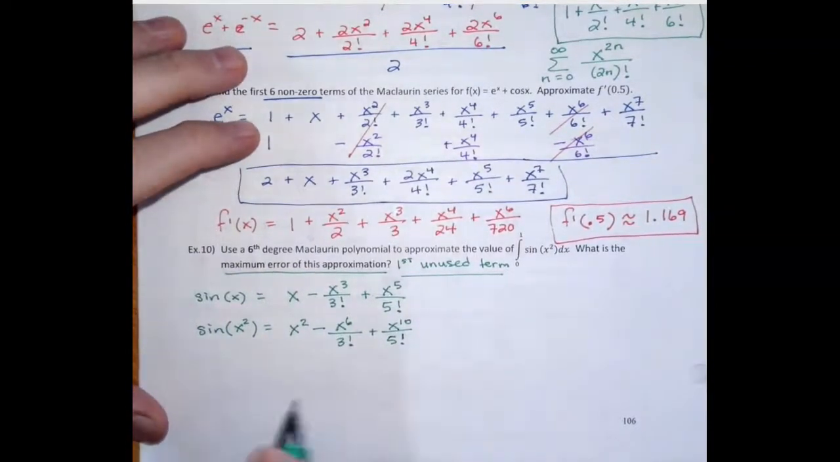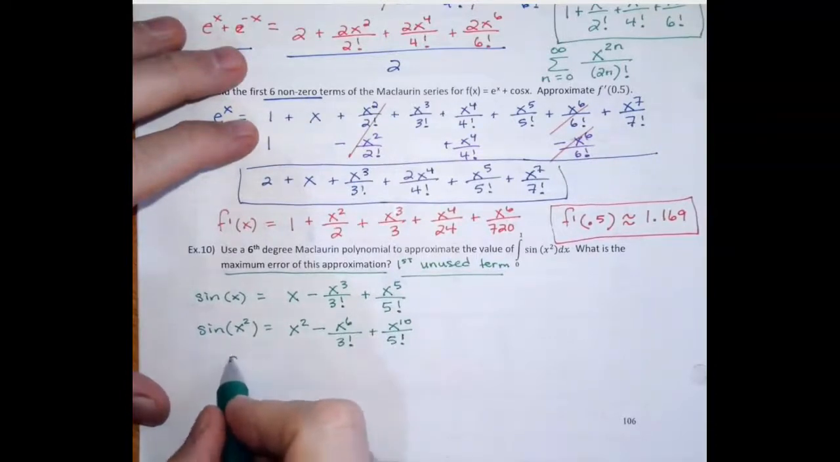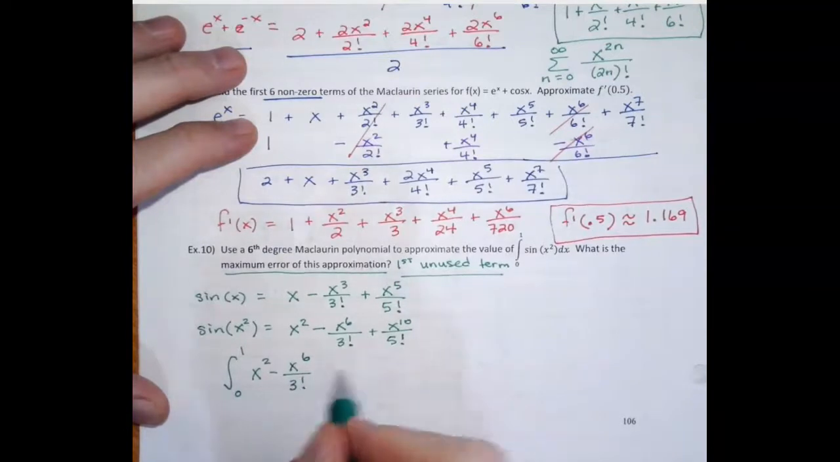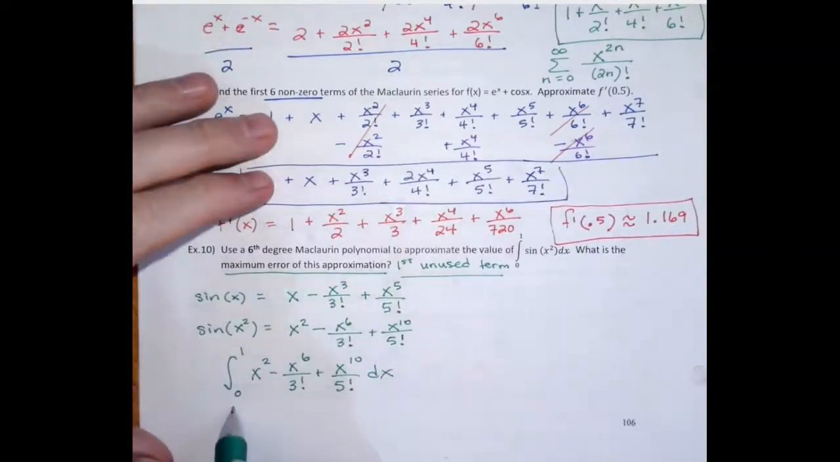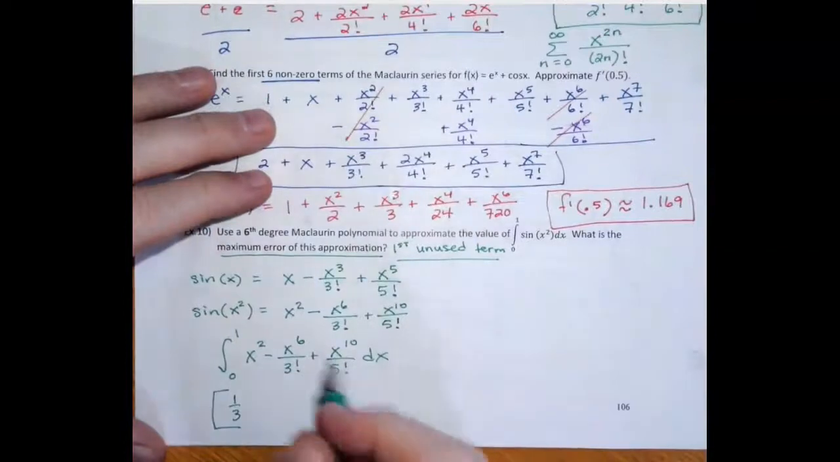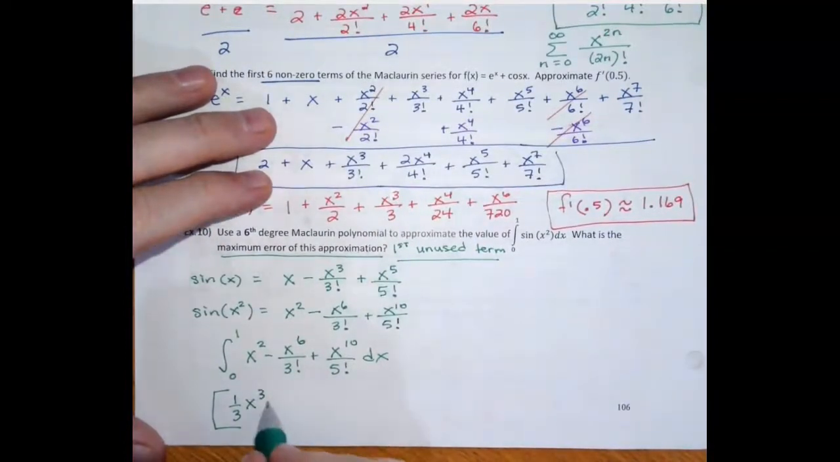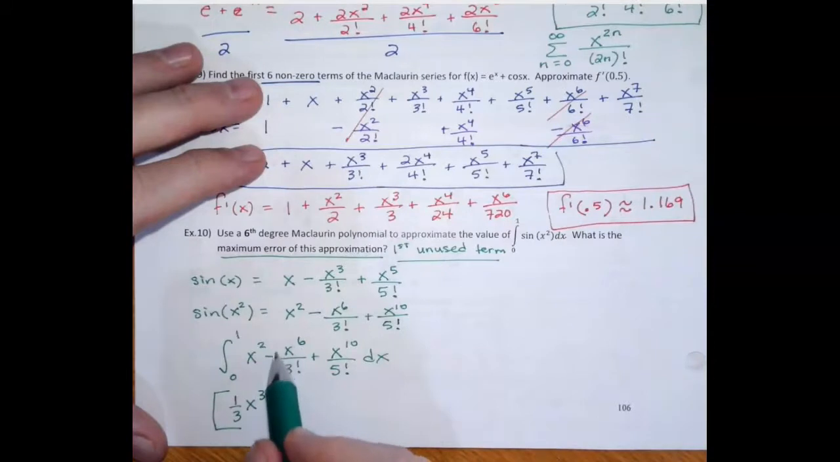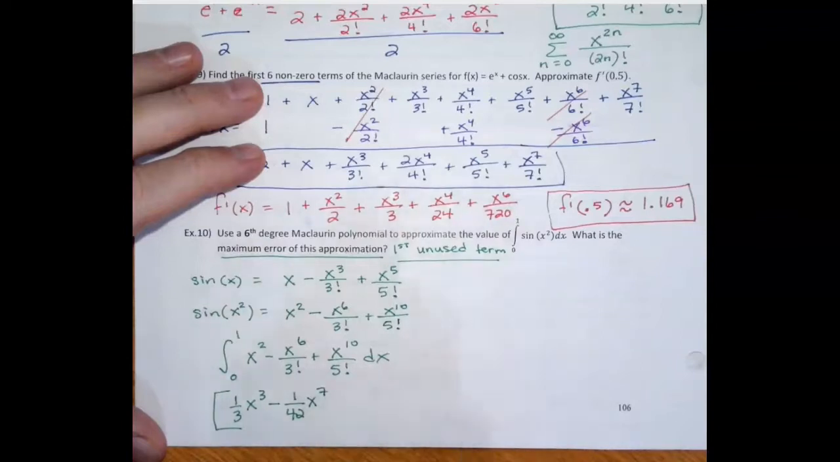Okay, so now if we take the integral from 0 to 1, we would have that, and then if we integrate that, that's going to be 1/3 x cubed, and then minus, add 1 to the exponent, so that would be 7, and then divide by the new exponent, so that would be 1 over 7 times 6, which would be 42. So that is where we would be focused.